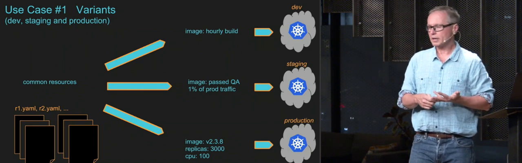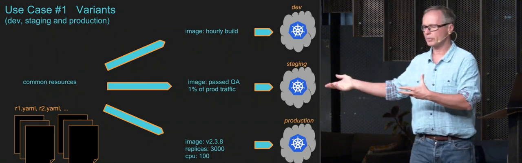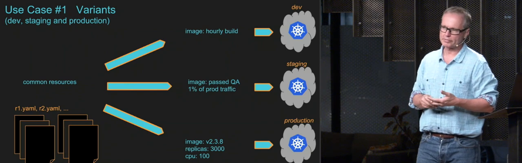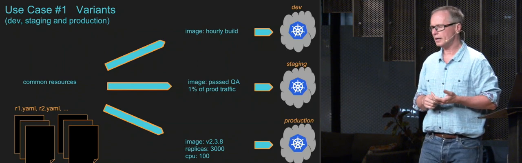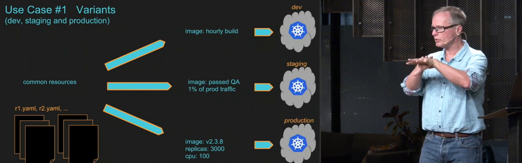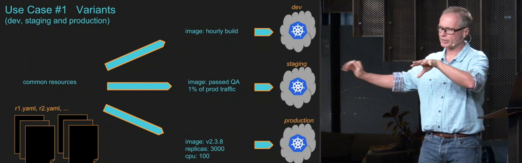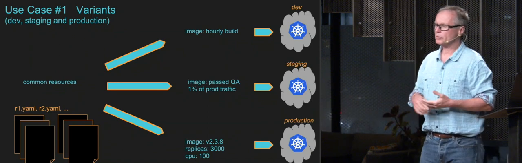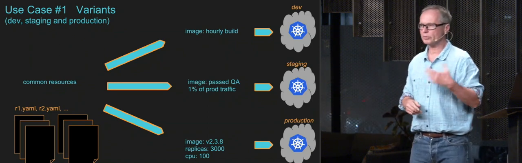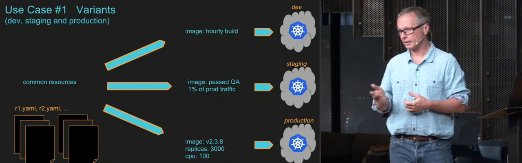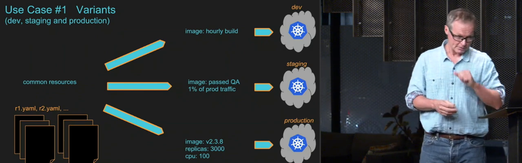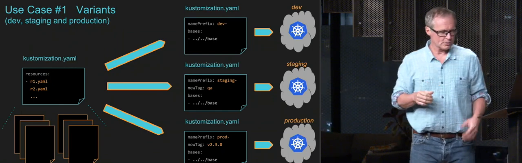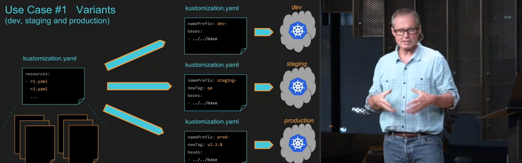Staging is a place where you're going to run your next candidate for production. You're going to maybe give it 1% or 0.1% of your traffic, and it's going to be running a new image tag, your candidate for running out in production. And then there's going to be development where you're going to be doing your QA. Maybe you deploy hourly builds to QA. Maybe you do it once a day. Whatever, it's a different image, and it also requires fewer resources. So with Kustomize, you set up your base. Your base is all the common elements.